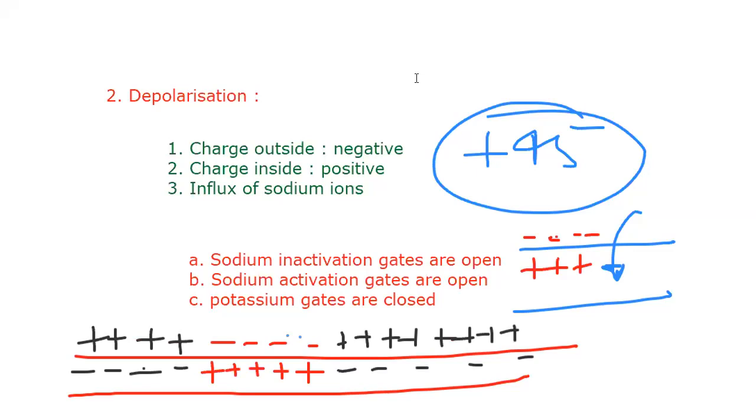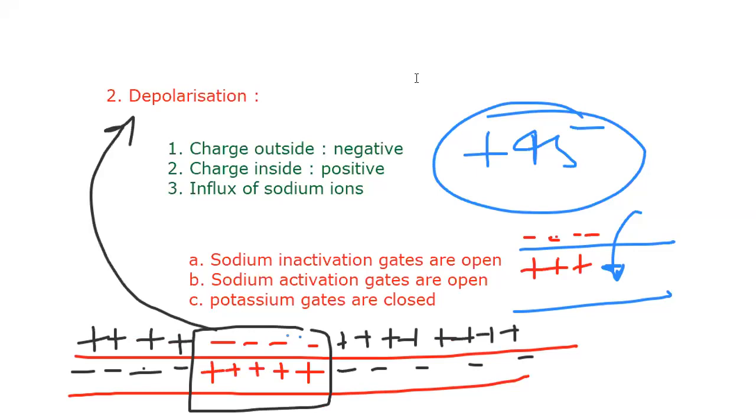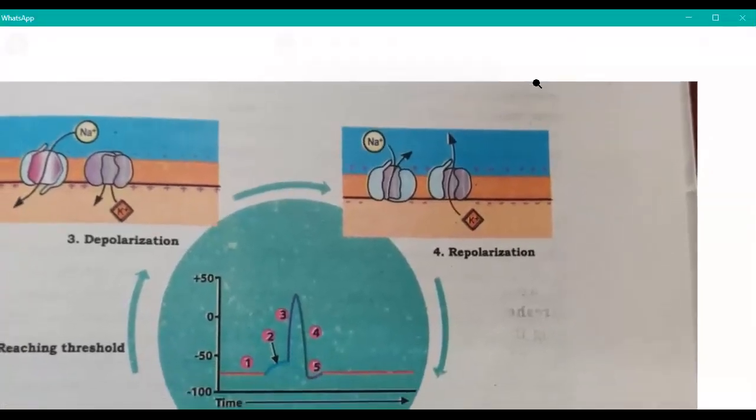So what do you say? This area is called depolarization. We call that area depolarization. Okay. Next, let us go for the repolarization. I am going. Okay, so now this is the area.